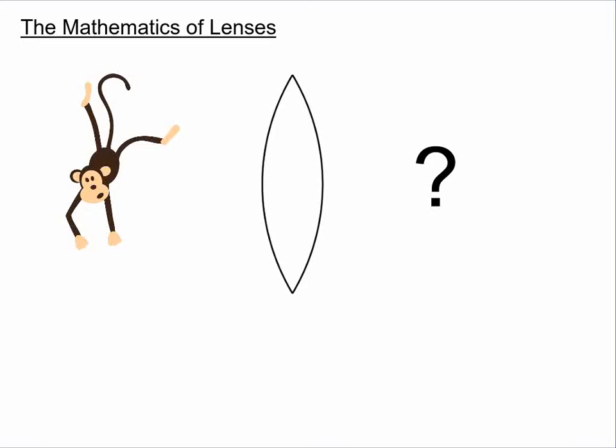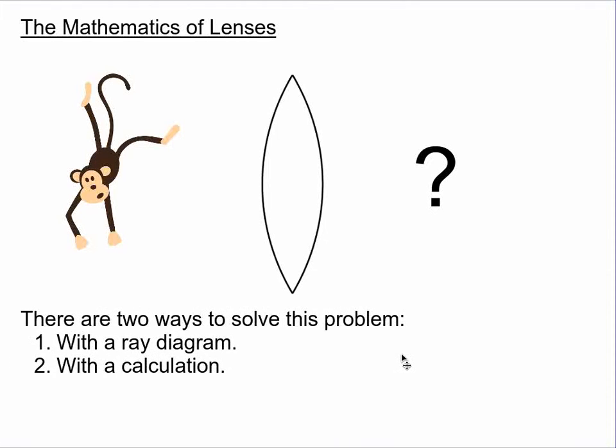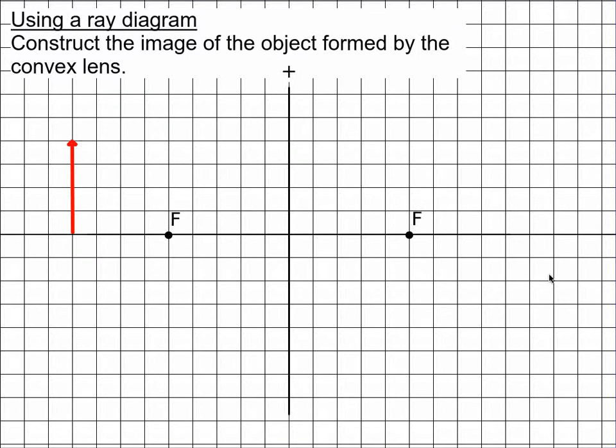The mathematics of lenses. Using a convex lens, it is possible to create an image of this monkey. The question is, where will the image appear? Now there are two ways to solve this problem. The first with a ray diagram, the second with a calculation. Let's have a look at both. Using a ray diagram first.